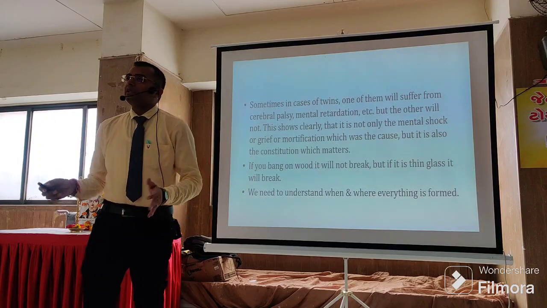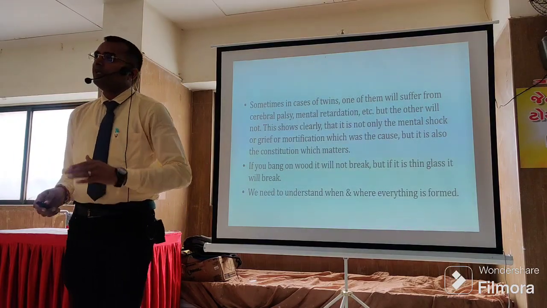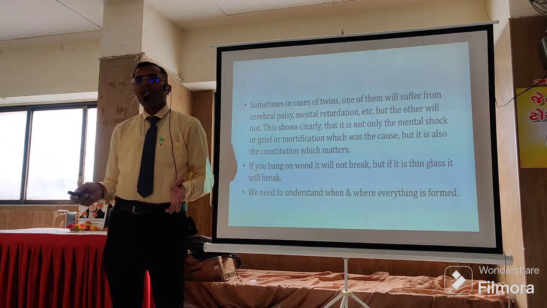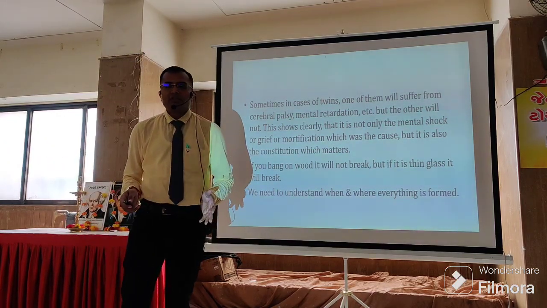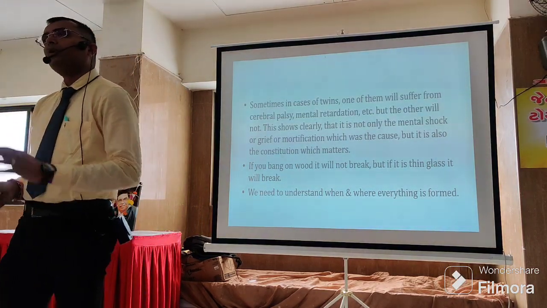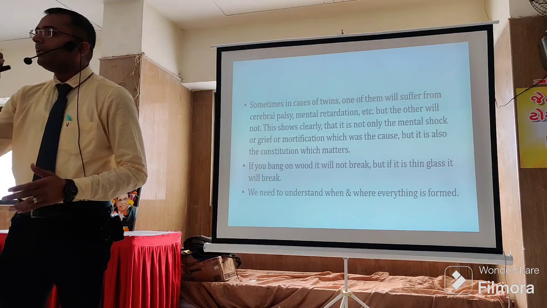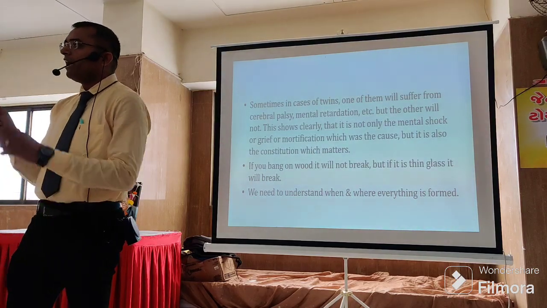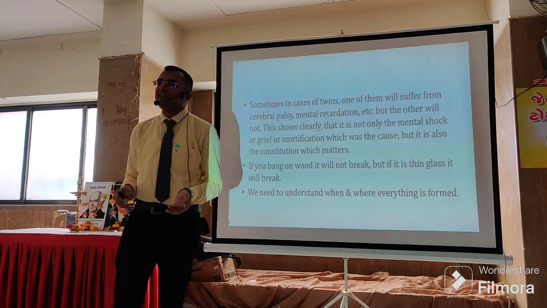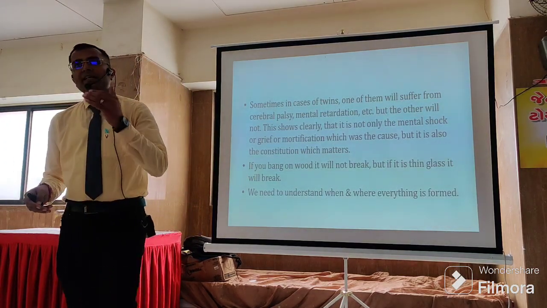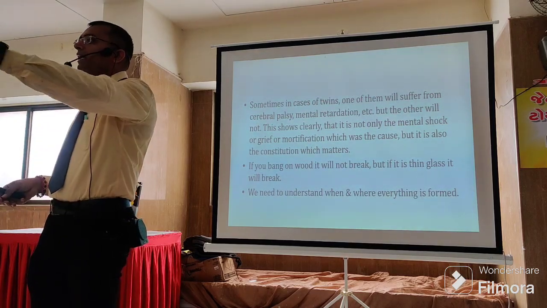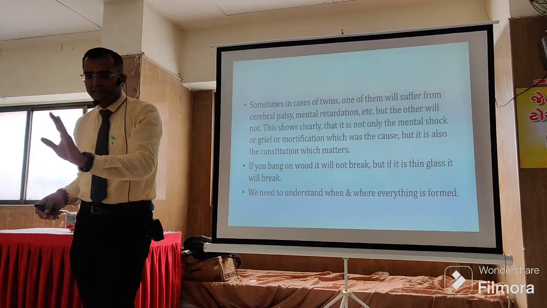Sometimes you can find cases of twins, where one twin is absolutely normal and one twin develops mental retardation or CP or everything. So say for example, if I have wood and I give a stroke to the wood, the wood may be a little bit injured. But if I have a glass and I stroke the glass, the glass can break. So depending upon the sensitivity and susceptibility of the person, they can develop. So the child is also susceptible, and then they develop this disease. Keep in mind. Okay?